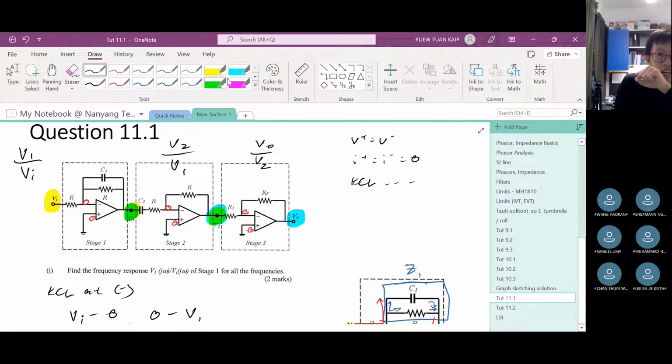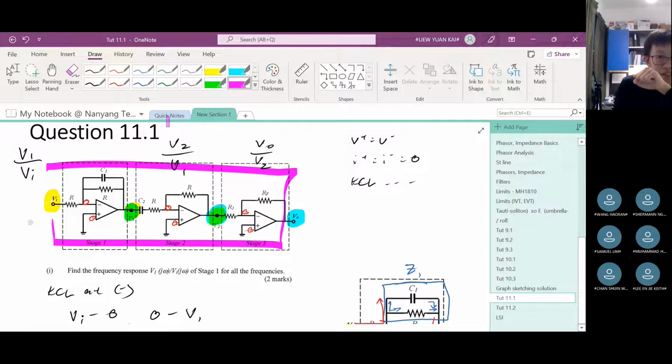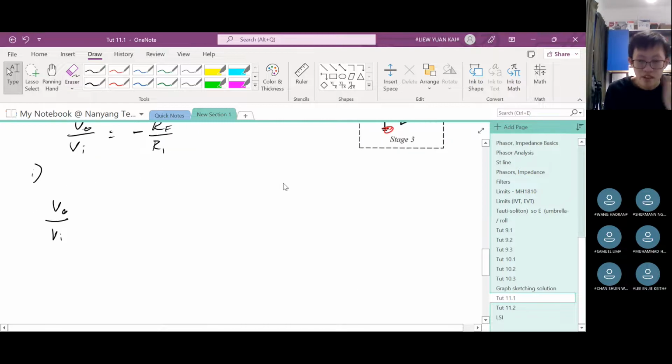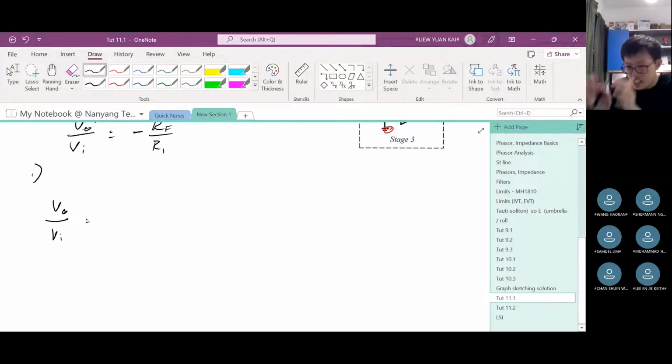But we want the entire thing. So for this entire assembly, what is the frequency response? How to find it? The trick is to know that for multiple op amps lined up together, the total frequency response of the entire thing is given by the product of the gains of each stage. Why is that? Let us take a look. I take the frequency response of stage 1, stage 2, and stage 3, and multiply them together.